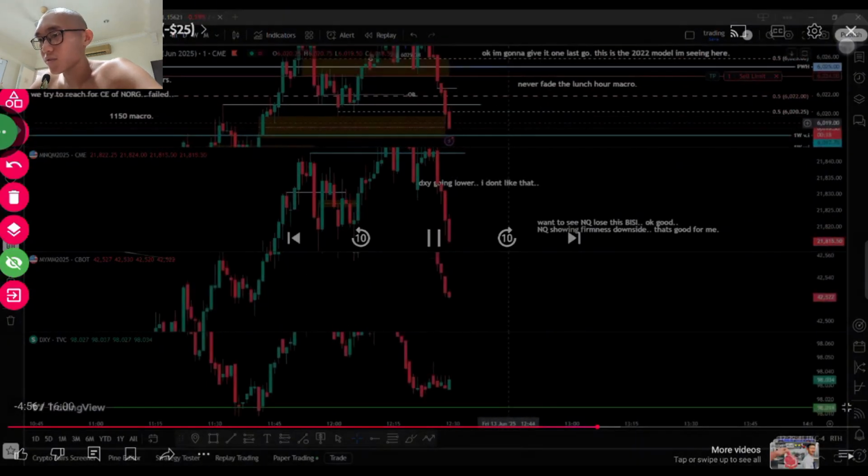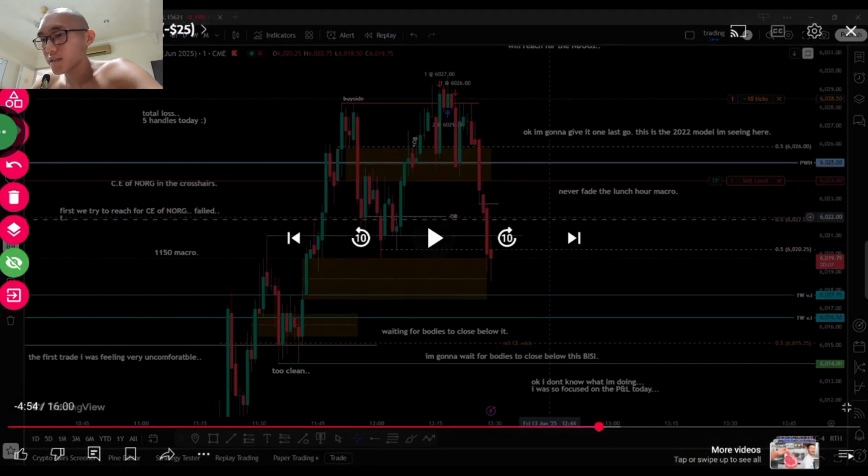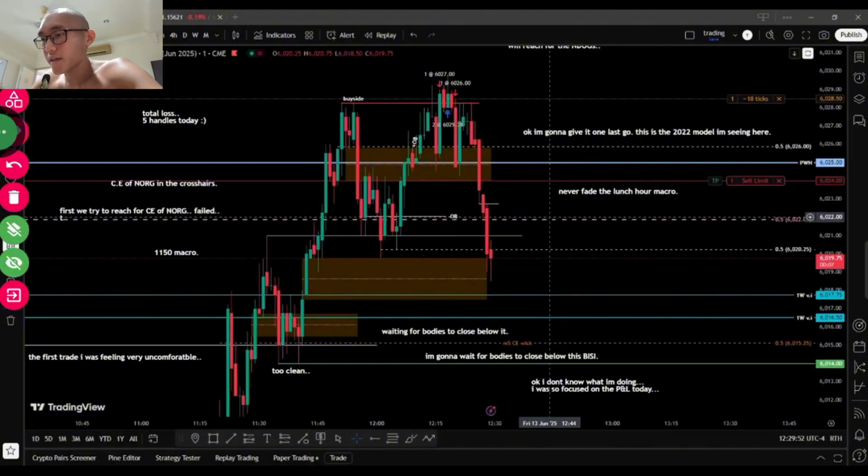Okay, now we start pulling lower. Let's have a look at this. Okay, buy side cleared. Market structure shift. Fair value gap. And now here is too clean. So let's see if it aims down there or not.